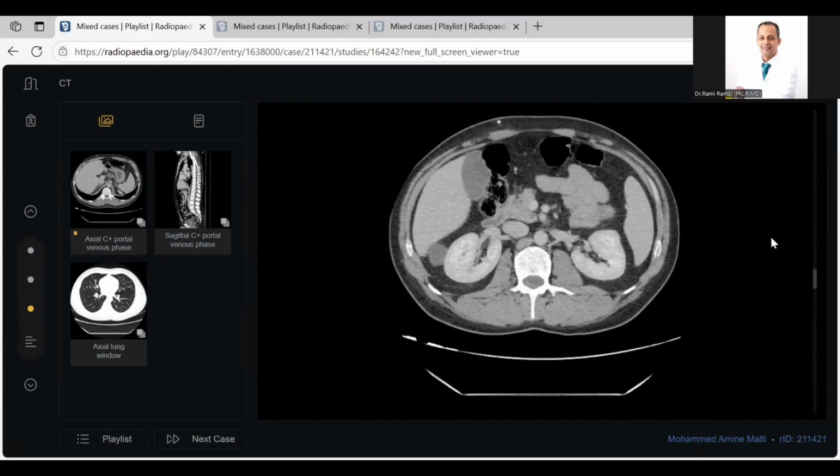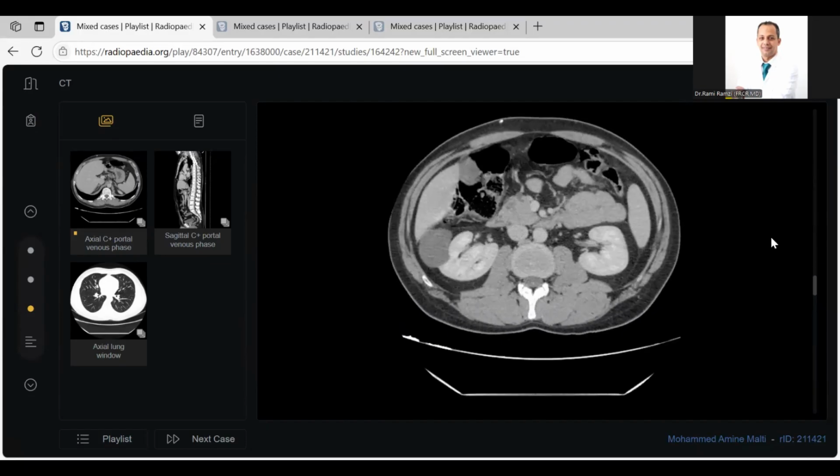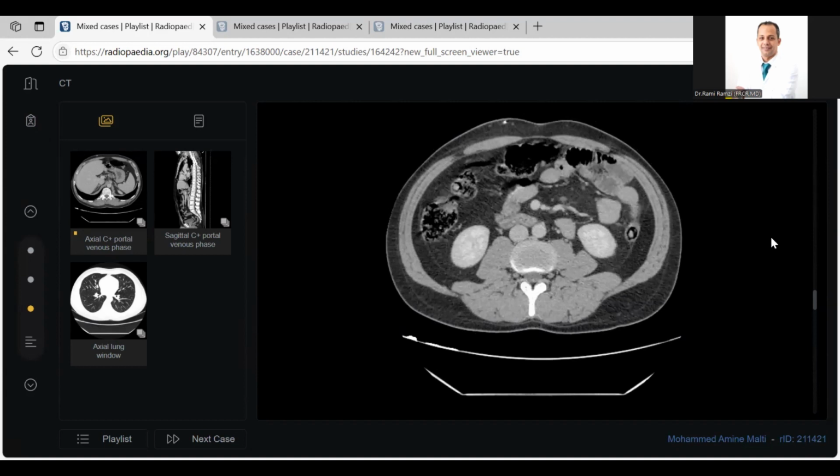I'm presenting axial CT abdomen images in the portal venous phase of a male complaining of increased intracranial pressure. Somehow it is not scrolling, sir. One minute, please. Can you scroll for me? Okay.